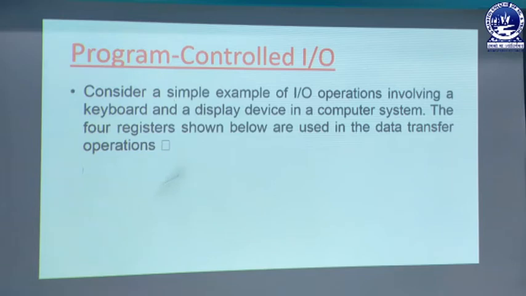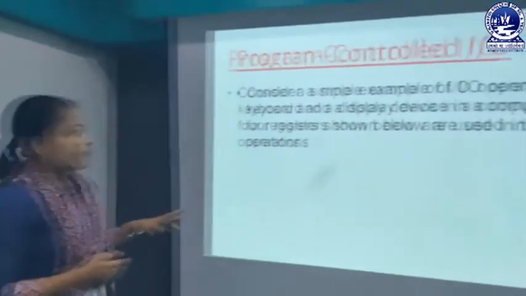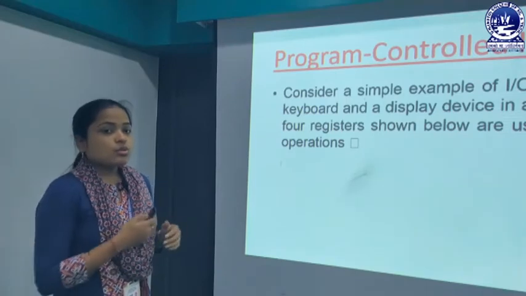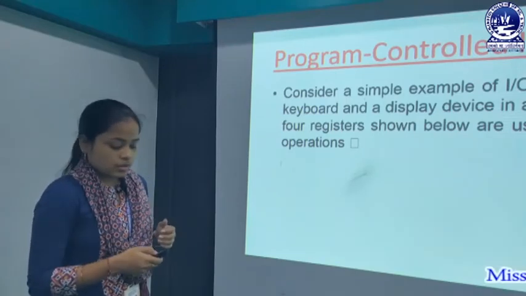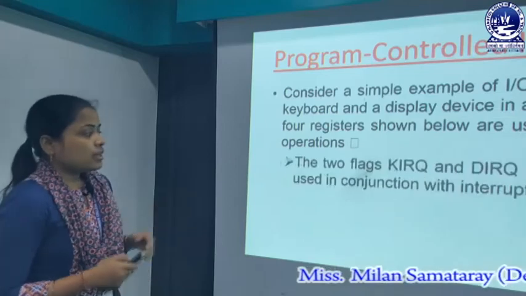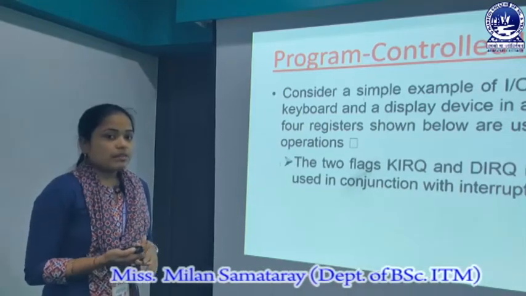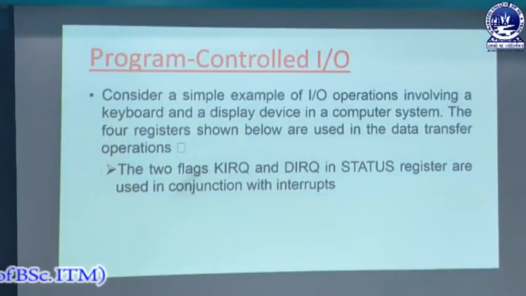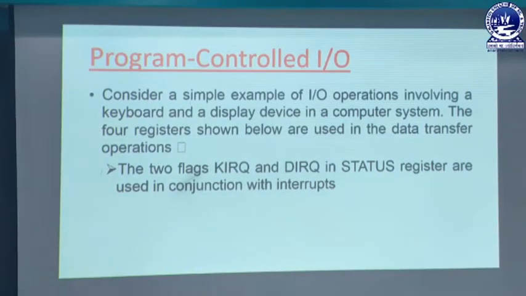Here the keyboard is used to provide the input to the computer system, and the display device here is our output system. So we have to transfer the data from the keyboard to the display unit. Okay. So there are 4 registers basically used to perform these operations. Okay. So there are 2 flags. One is KIRQ, that means keyboard interrupt request, and DIRQ, that means display interrupt request.